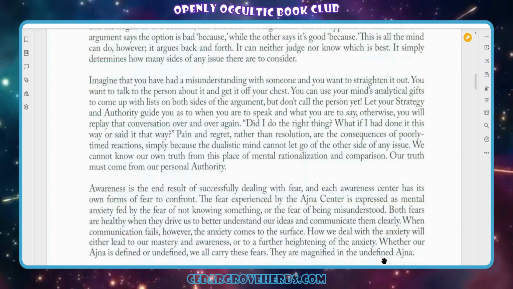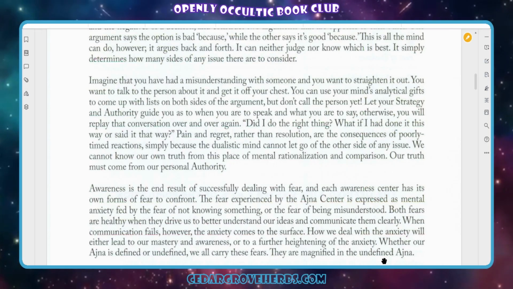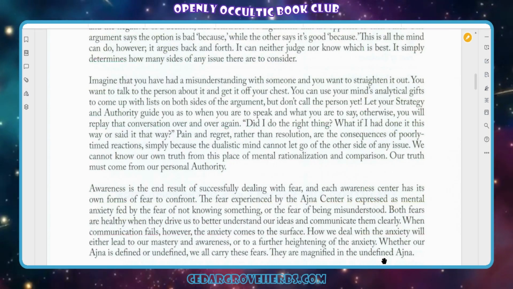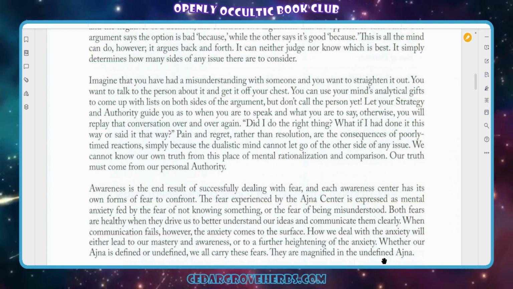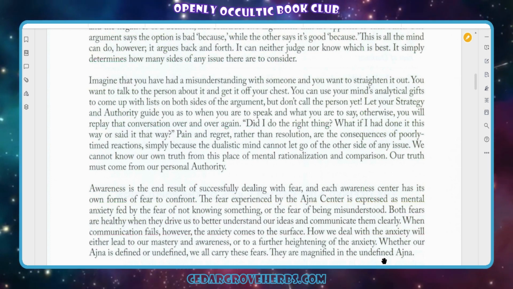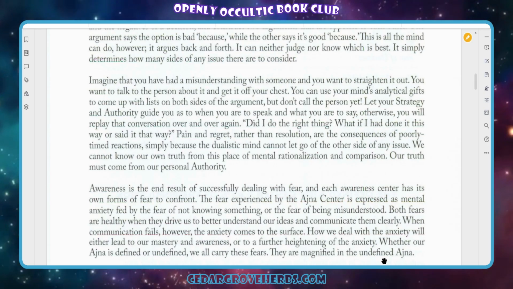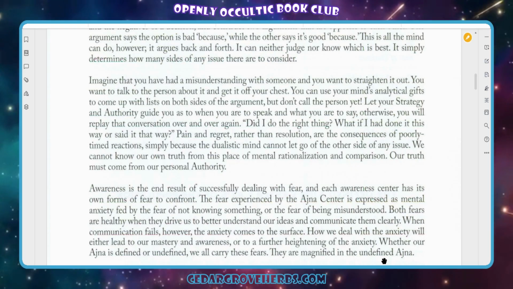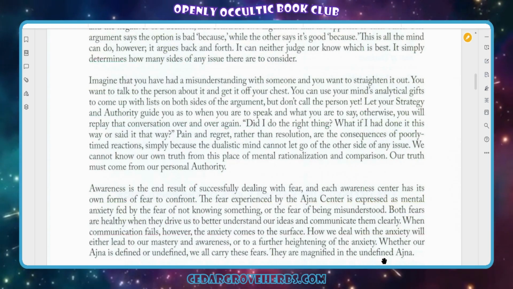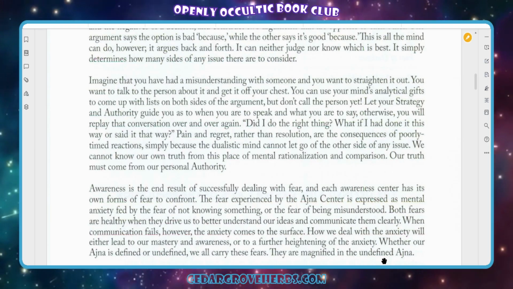Did I do the right thing? What if I had done it this way or said it that way? Pain and regret, rather than resolution, are the consequences of poorly timed reactions, simply because the dualistic mind cannot let go of the other side of any issue. We cannot know our own truth from this place of mental rationalization and comparison. Our truth must come from our personal authority.